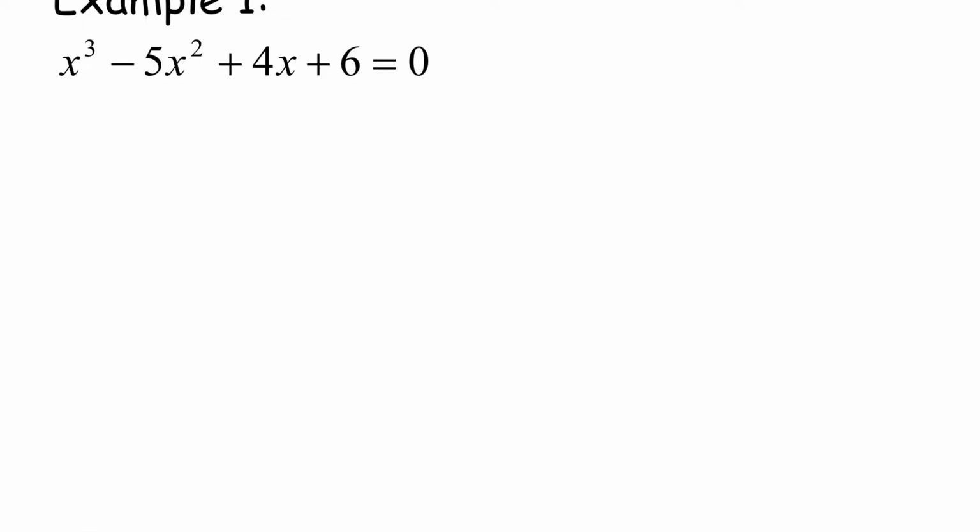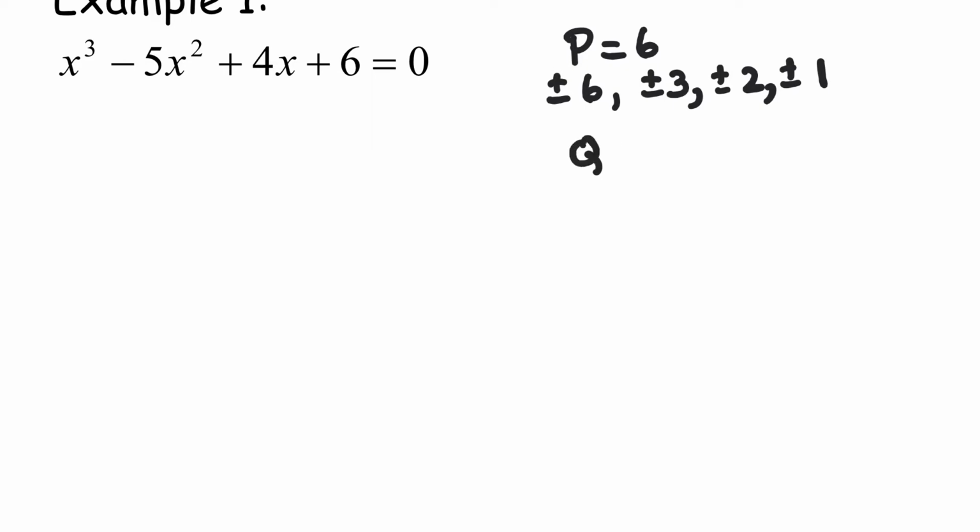p will be the factors of the constant. So we have p is equal to 6, and you have to find the factors, which are plus or minus 6, plus or minus 3, plus or minus 2, plus or minus 1. And then of course q, which is the leading coefficient, we have plus or minus 1.